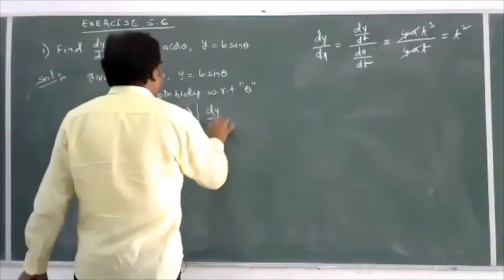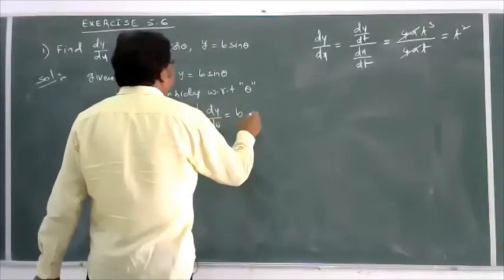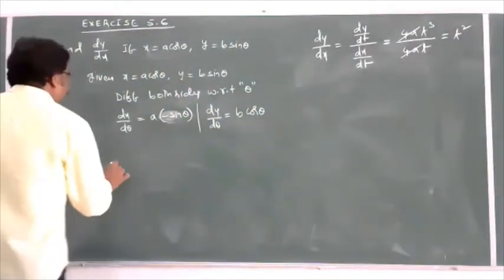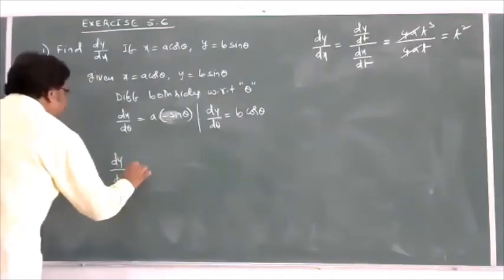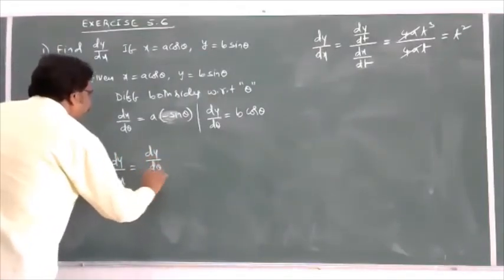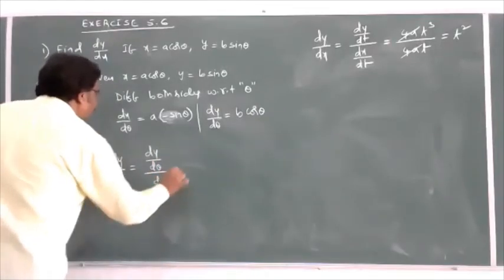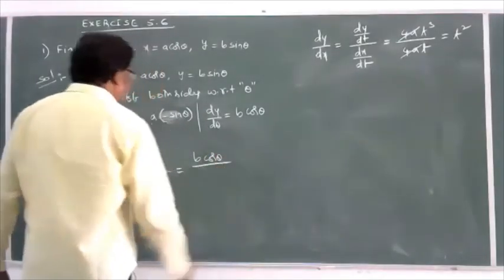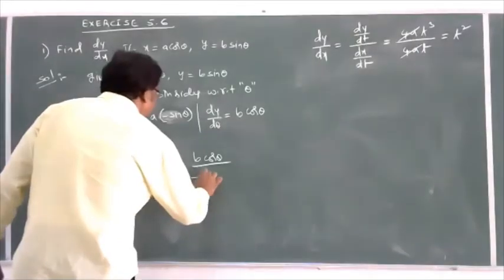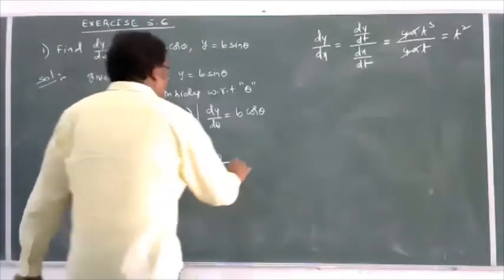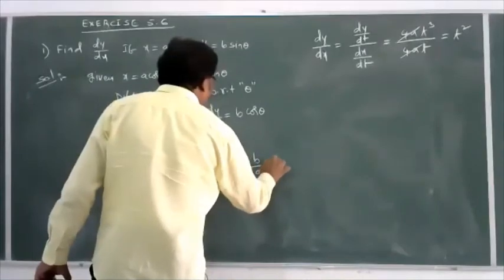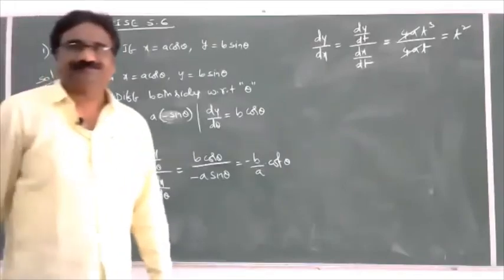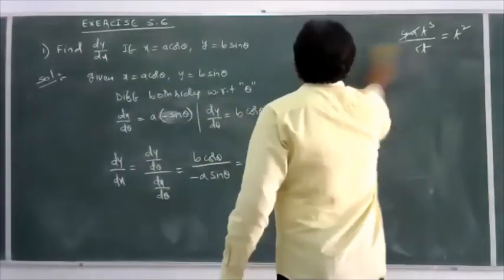Then dy by d theta is equal to b into sin theta derivative cos theta. Then dy by dx is equal to dy by d theta by dx by d theta. Simple problem. So dy by d theta is b cos theta, and dx by d theta is minus a sin theta. That is equal to minus b by a into cot theta. Cos theta by sin theta is cot theta.